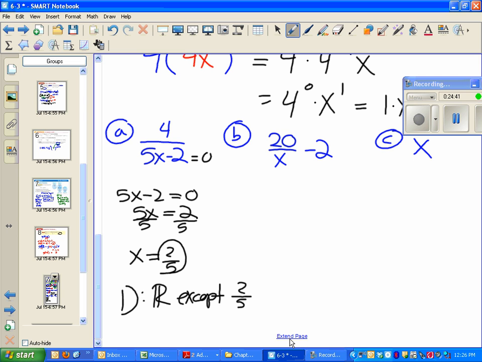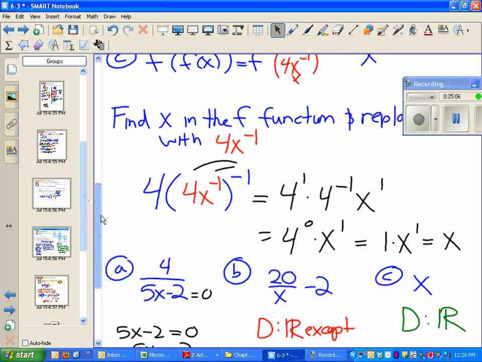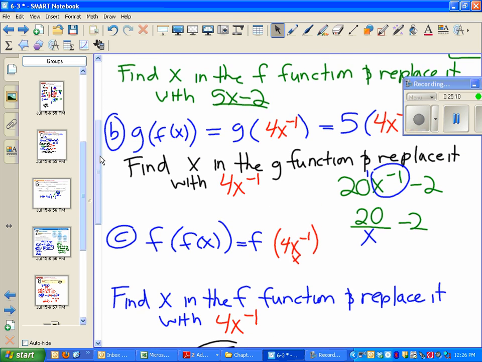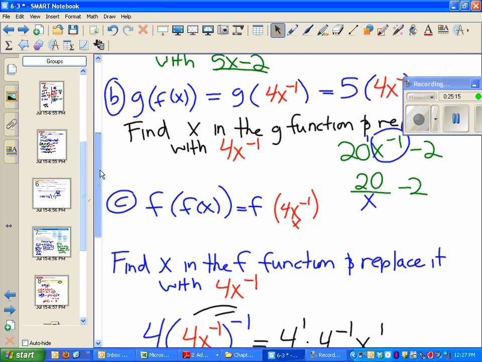All right, for part B, I can see that if x equals 0, I'm dividing by a 0. So our domain is going to be all real numbers except x equals 0. And for C, the domain, I can plug whatever I want in for x and I'll get a real number back. So our domain is going to be all real numbers. Okay, so that's how you do those. I think the key for composition is just to take it step by step. Don't try to rush the process. And then just follow these notes.